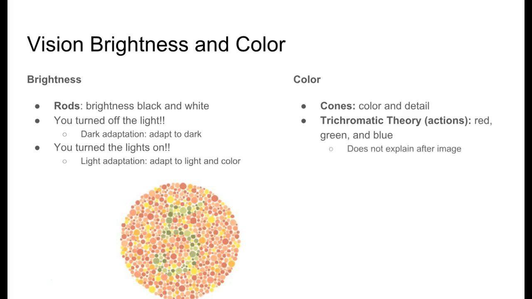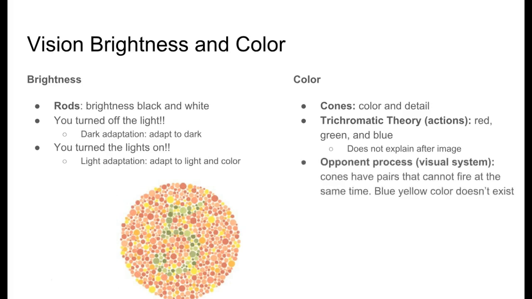But this doesn't explain what we call an after image. So this is if you stare at one of those colors for a long period of time and then look away at a blank wall, you will see the opposite color. Psychologists began to call this opponent process theory, and this does a better job of explaining the actual system itself. And what they say is that cones have pairs that cannot fire at the same time. So what that means is you either see blue or you see yellow, but you can't see a blue-yellow color. It's one or the other.